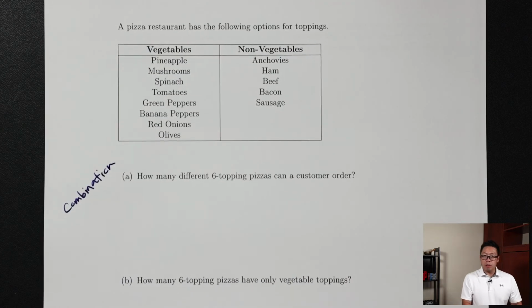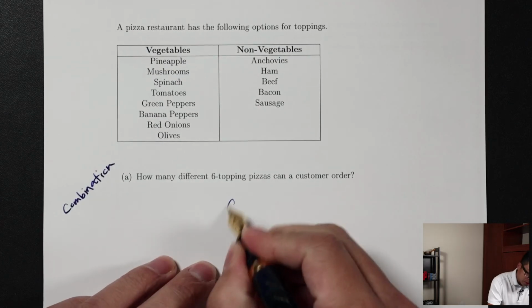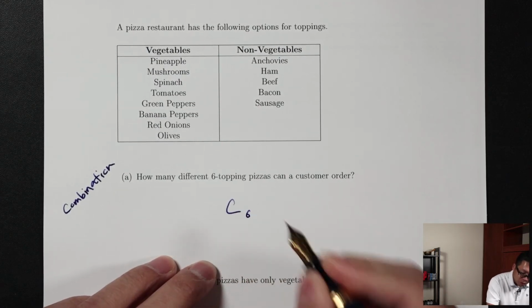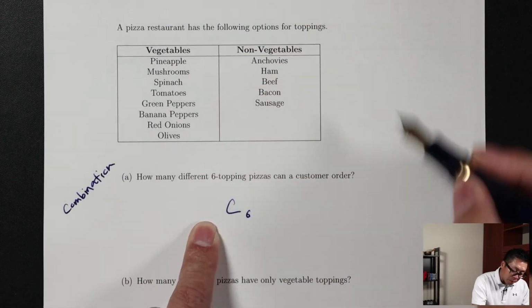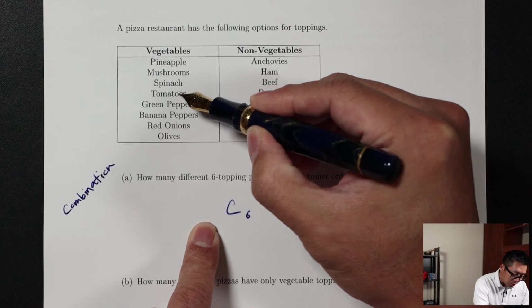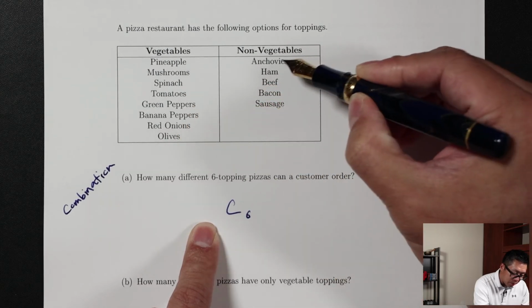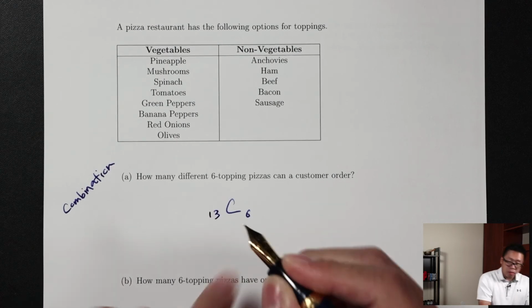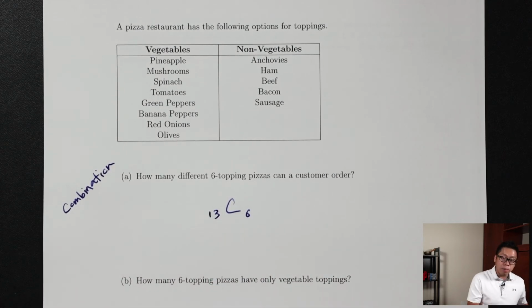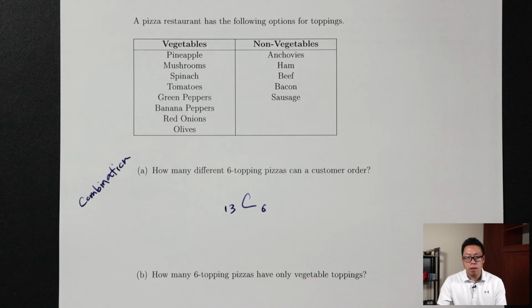So combination is going to be something choose something. We're choosing 6 toppings from a total of how many toppings total? So all the toppings together, that's 1, 2, 3, 4, 5, 6, 7, 8, 9, 10, 11, 12, 13. 13 choose 6. So for combinations, we are going to go to the calculator.